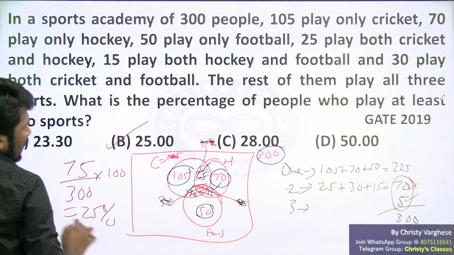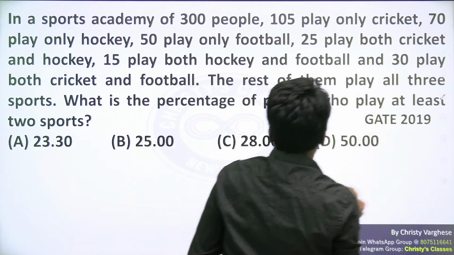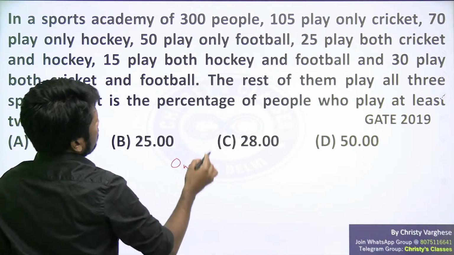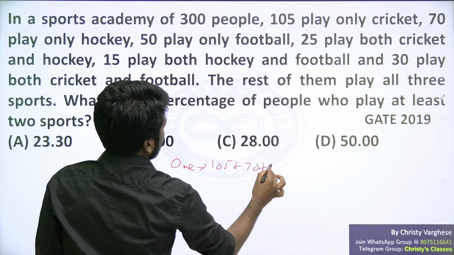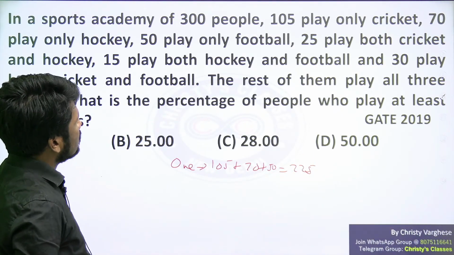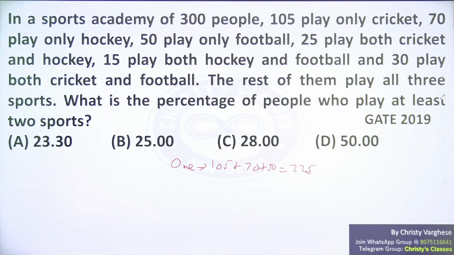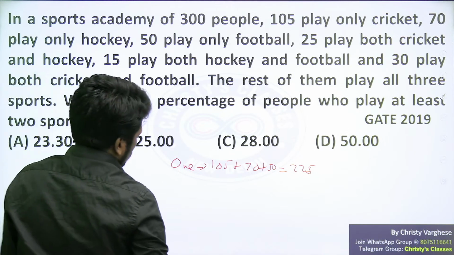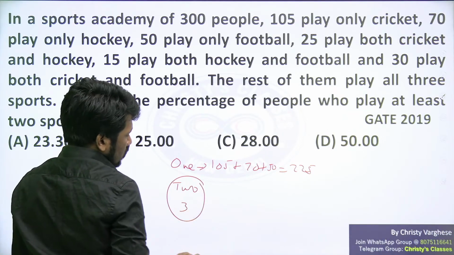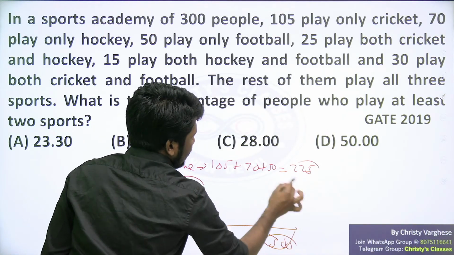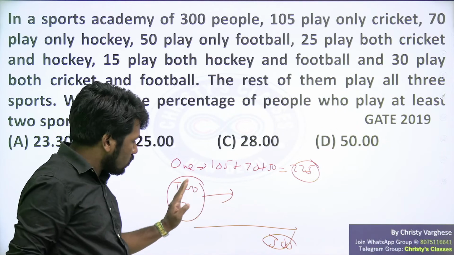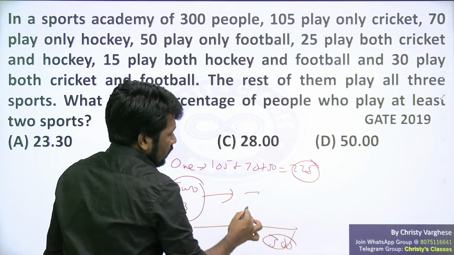So without any Venn diagram, we can directly say, once you understood that, exactly one sport playing people is 105 plus 70 plus 50, that is 225. We need the people who play at least 2 sports. At least 2 sports means 2 sports or 3 sports. So from the total 300, if you directly subtract this 225, that will be equal to this sum. Don't separately find 2 sports playing, 3 sports playing. 300 minus 225, this will be 75.